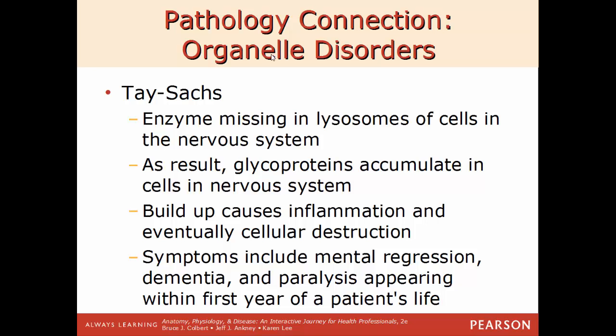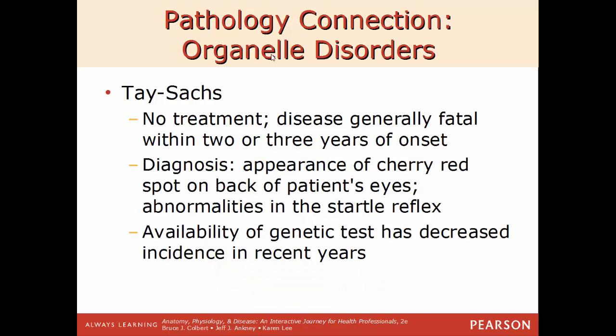And this gets progressively worse and worse and worse. Common symptoms are mental regression, dementia, and paralysis. Usually all of these will appear within the first year or so of the person's life. Now, sadly, there is no treatment for Tay-Sachs, and this disease is usually fatal within the first 3 years of onset.